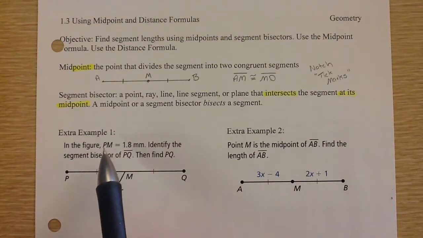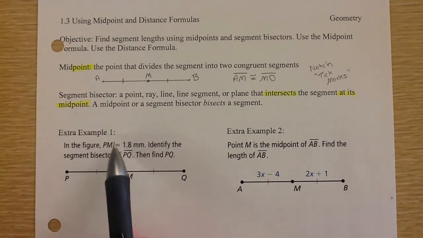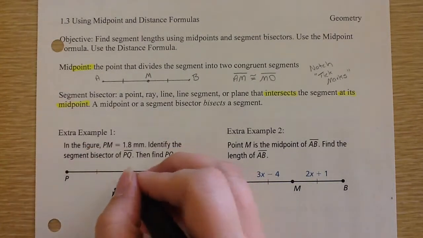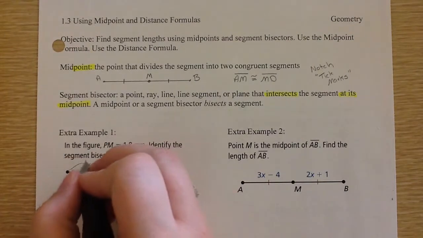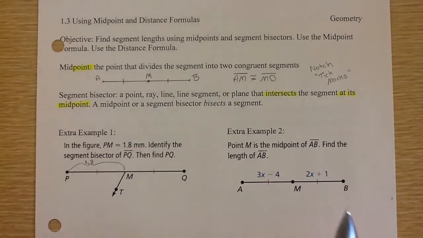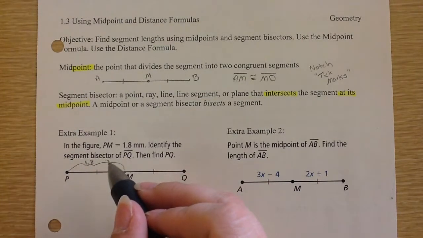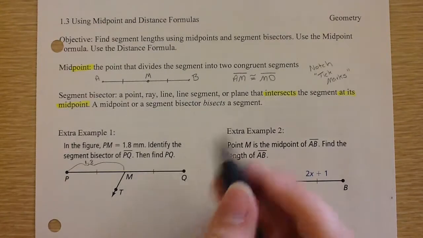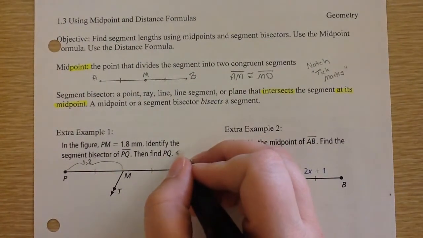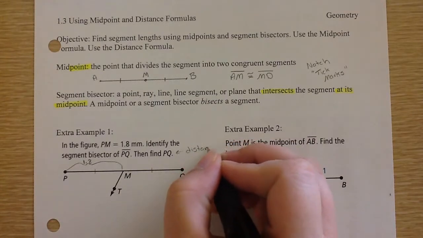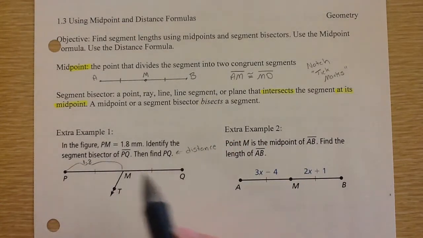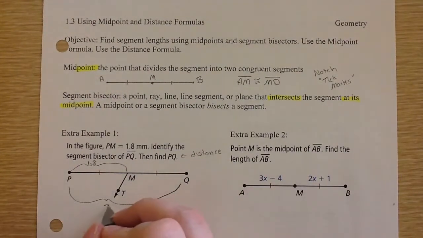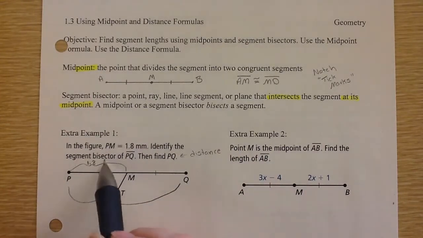Okay, so here, example 1. In the figure, PM, again, there's no segment sign above it, so we're talking about the distance from P to M, is 1.8 millimeters. So I'm going to label that. This distance here from P to M is 1.8 millimeters. Identify the segment bisector of segment PQ, then find PQ. Again, there's no segment sign above it, so that's talking about distance. It wants me to find the distance from P to Q. So we're looking for this whole distance. Plus, we also need to identify the segment bisector.